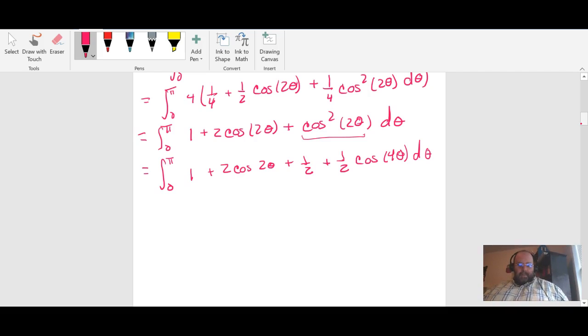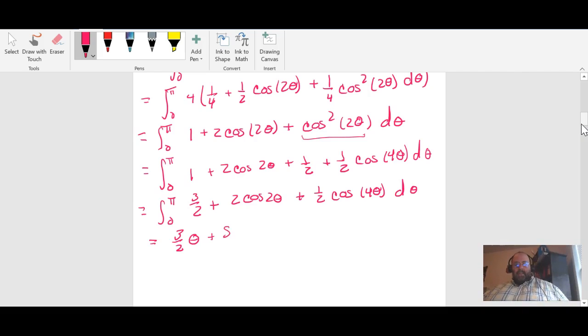Okay, so I can do some simplifying here. It gives me the integral from 0 to pi of 3/2 plus 2 cosine 2 theta plus half cosine 4 theta d theta. Okay, so now we take the antiderivatives. It's going to be 3/2 theta. Because of the u-substitution here, I'm just going to get not cosine. Cosine goes to sine 2 theta. And this is going to divide by 4, so that's 1/8 sine 4 theta from 0 to pi.